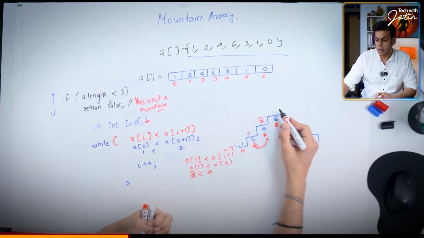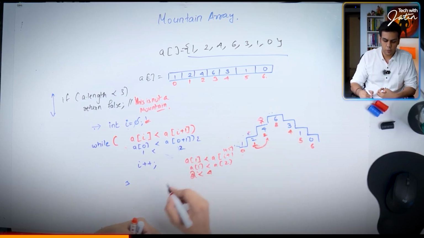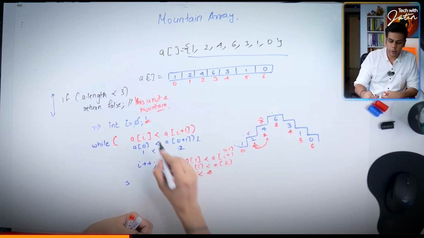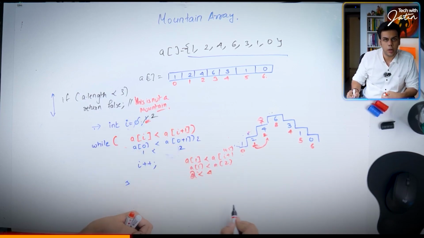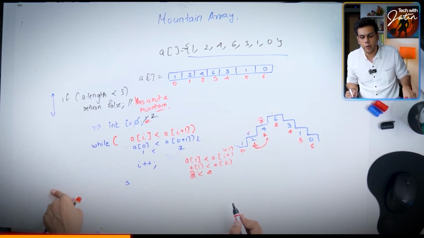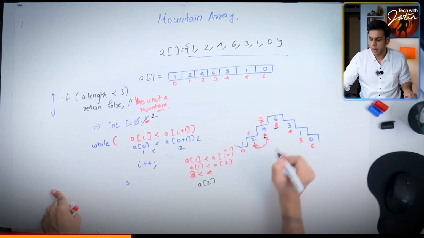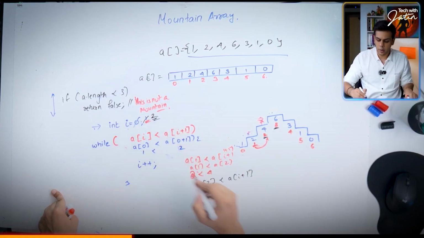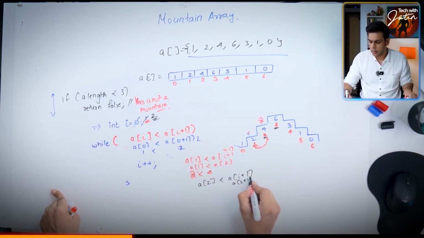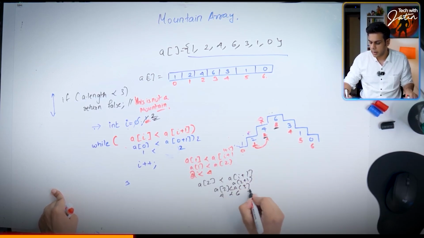Then again, what we will do? We will climb up. Okay. So what I'm going to do? Your I plus plus is going to happen from I equal to 1. It is going to become I equal to 2 now. The new value of I is going to be 2. So I'm going to compare A of 2 with A of 3. I plus 1. The value of I right now is 2. So A of 2 plus 1, A of 3. A of 2 is 4. 4 less than 6. Condition is true.